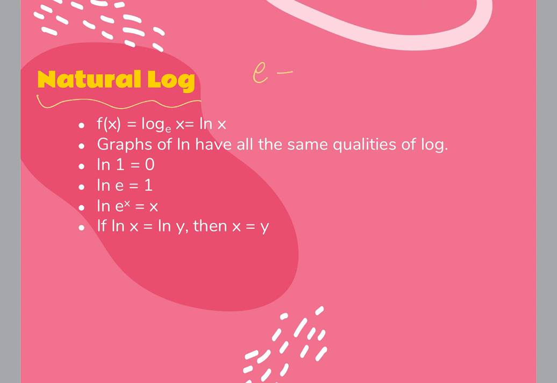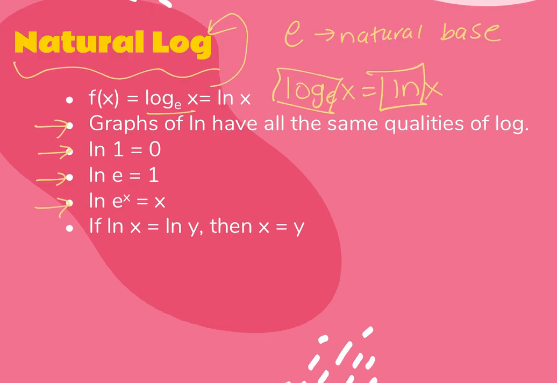Just like e is the natural base, the log of e is called the natural log. So log base e of x is the same thing as ln of x. When you see log base e, it can get replaced with ln. So everything we just talked about with logs have the same qualities as these natural ln's. So the graphs we'll work on tomorrow. But for right now, pay attention to all your little basic properties.